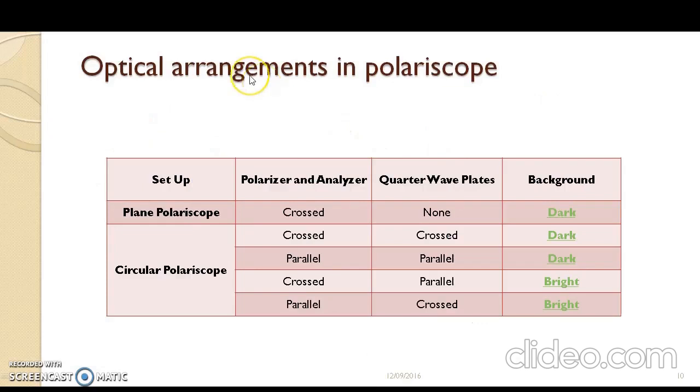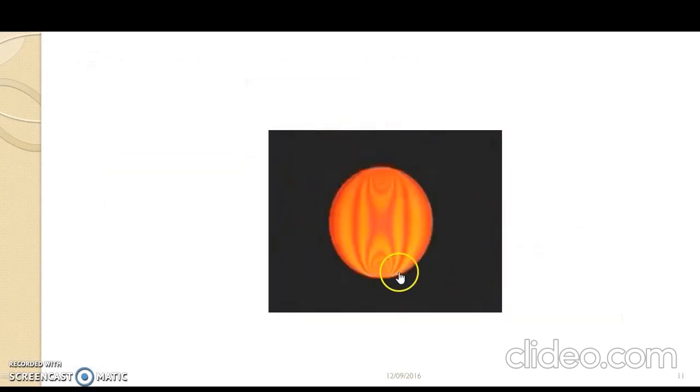Now we look into the optical arrangements in a polariscope. In an optical polariscope, you have two types of polariscope here. One is the plane polariscope, one is the circular polariscope. Now you can see there are various arrangements in a polariscope. Since we are going with a convenient one, we have polarizer and analyzer crossed. In a plane polariscope, we don't have any quarter wave plates. So when both the polarizer and analyzer are crossed here, you get a dark background. As you can see here, you have a dark background with a bright field here. So I can see the isochromatics and identify the stress concentration at any point given.